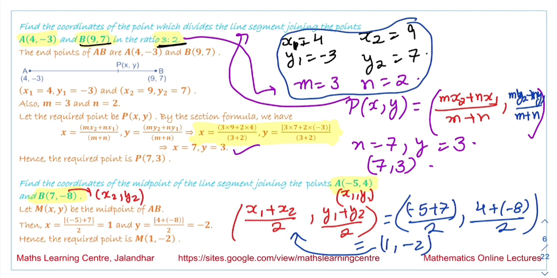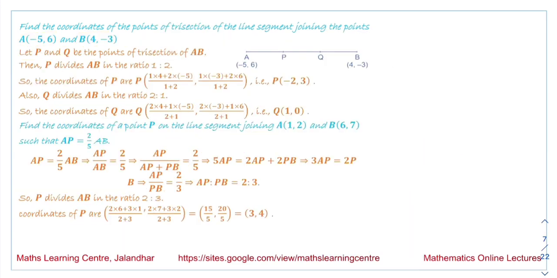Now the next question we have is, find the coordinates of the point of trisection of the line segment joining the points this and this. So we are talking about the trisection. Trisection means that it is dividing it in 3 equal parts. You want to divide the line segment in 3 equal parts. So suppose this line segment AB is given to us. These are the coordinates of point A, these are the coordinates of point B. We are dividing it in 3 equal parts.